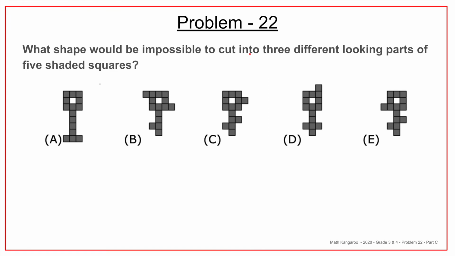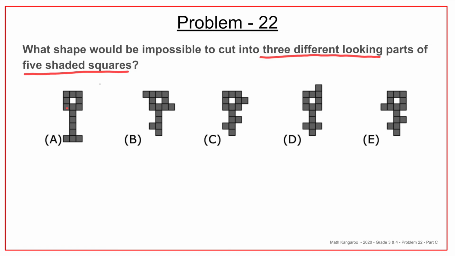Problem 22. What shape would be impossible to cut into 3 different looking parts of 5 shaded squares? So we have to cut the pieces in equal parts and see which are not the similar ones. So we have these options. I have already counted these blocks and there are 15 blocks in all. So we divide it into 3. 15 divided by 3 gives us 5. So each cut portion should contain 5 equal parts, and we see which is not possible.